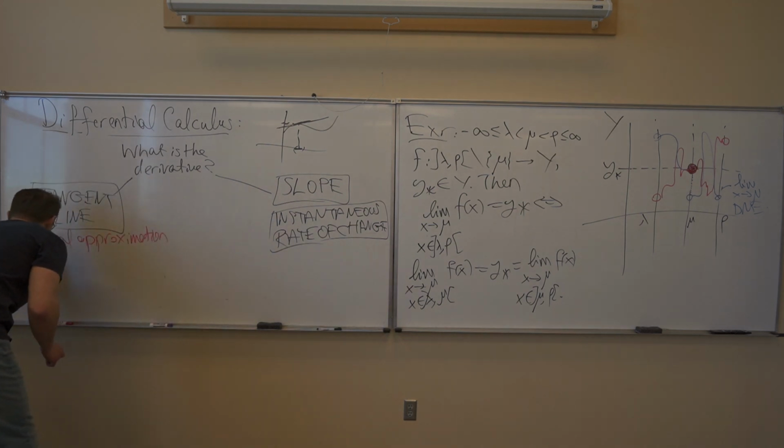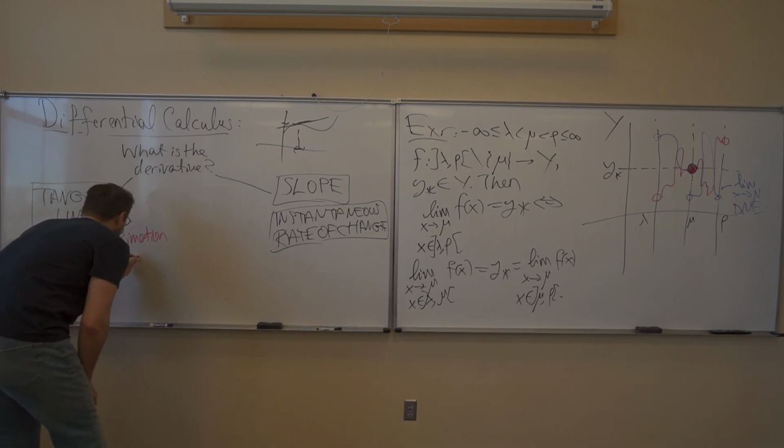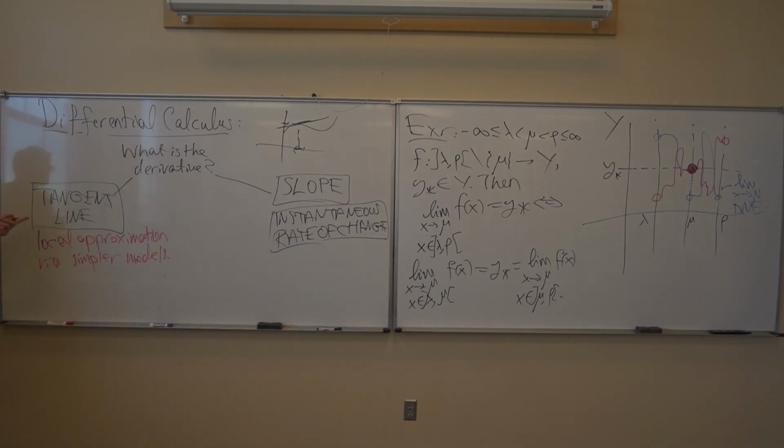So this is local approximation via simpler models. In a single variable setting, simpler model just means a line, y equals ax plus b. I'm trying to find the best y equals ax plus b that approximates, that fits my function.